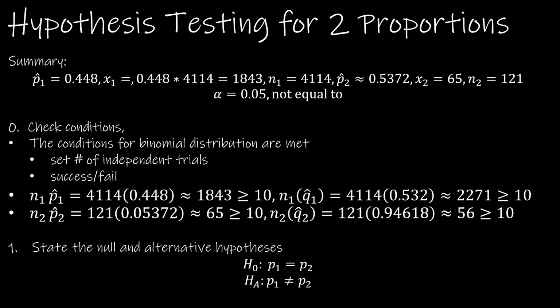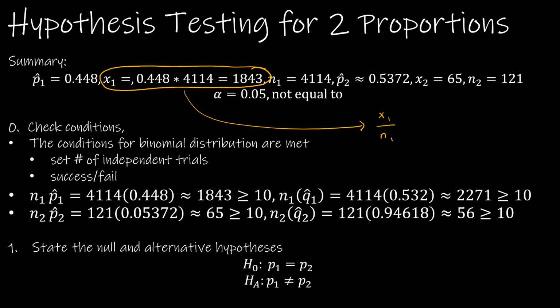So let's take a look. We have P hat 1, we have X1, and remember, this is how we're going to find X1. So let's do a little bit of algebra. Oh no, not math. So remember, X1 over N1 is equal to P hat 1. So typically we know X1 and we know N1, but we don't know P hat 1. In this case, they told us P hat 1 was 0.448, and they told us that N1 is 4,114.